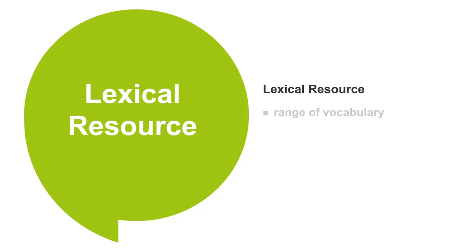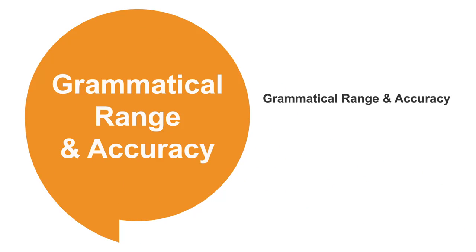This refers to the range of vocabulary you have used in your writing and how accurate and appropriate it is for the specific task. Finally, grammatical range and accuracy. This focuses on the range of grammar structures you have used in your writing and how accurate your grammar is.